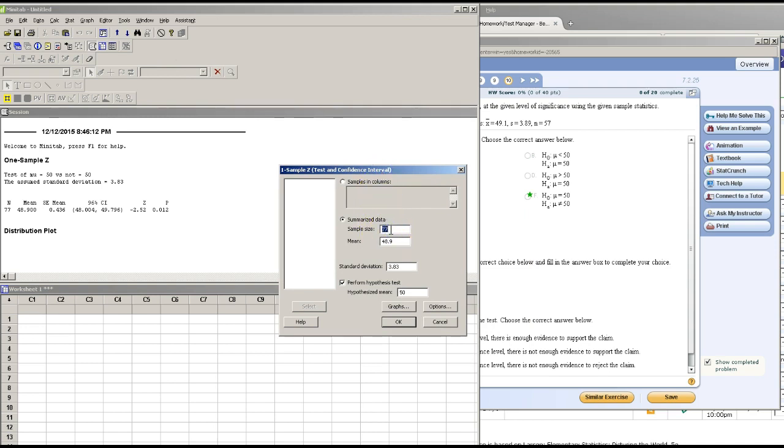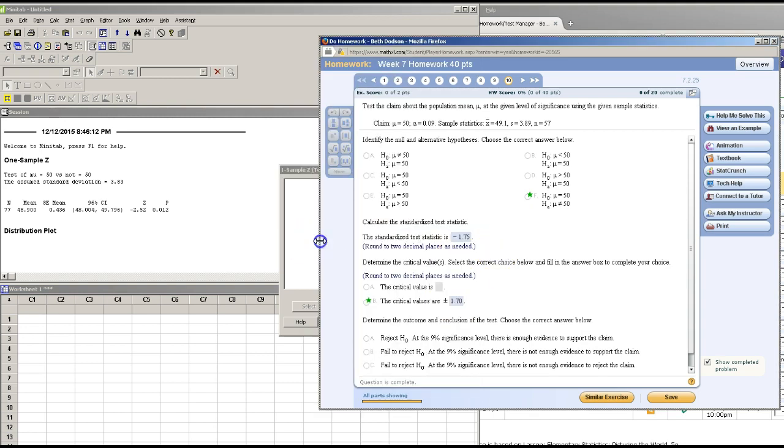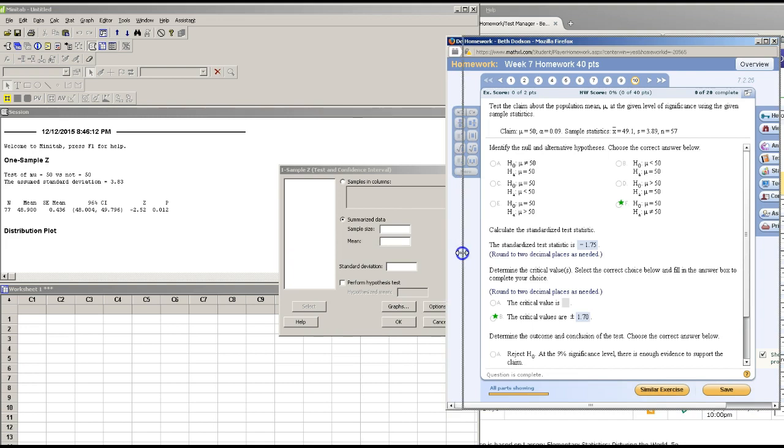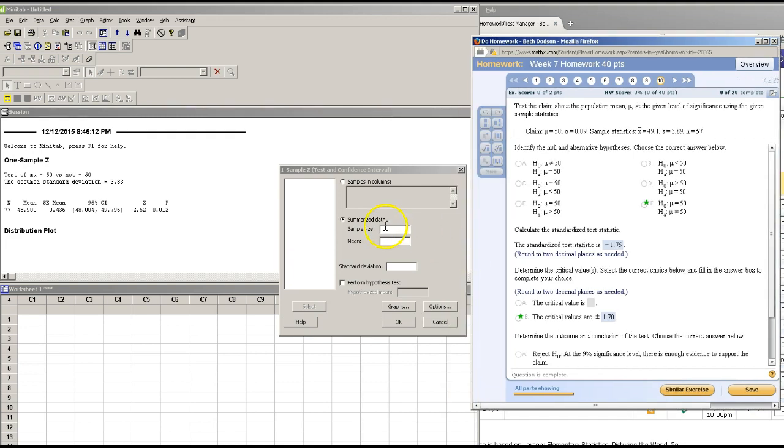I have information from another problem already in there. Normally this would just open up blank. Let me get this to where it would look like when you open it up. Okay, and so this is what it's going to look like. Let me get it so we can see everything here. Okay, so our sample size is given, and that's up here, n equals 57.